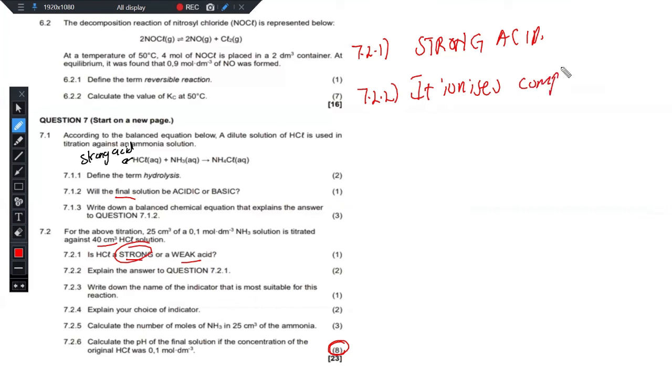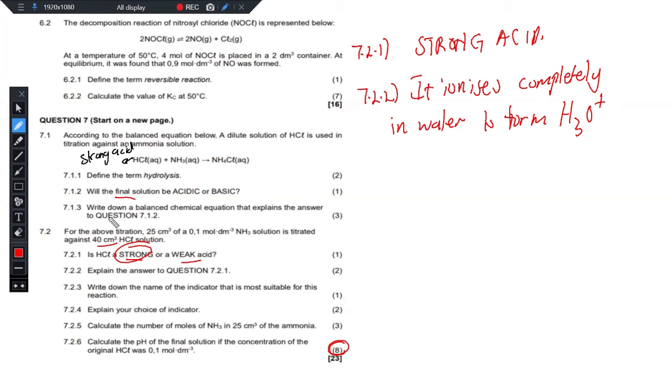It ionizes completely in water. Now you can add to form hydronium ions. Right, but as long as you mention it ionizes completely in water, that's correct. So you can say that acids and bases is kind of friendly when it comes to those questions whereby you are just explaining stuff.